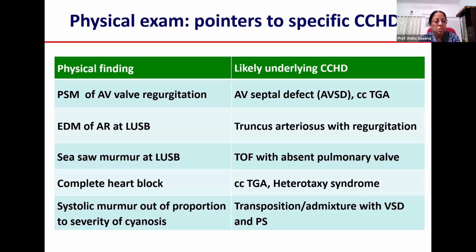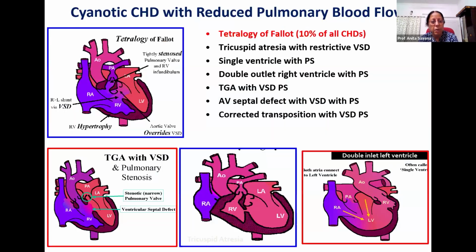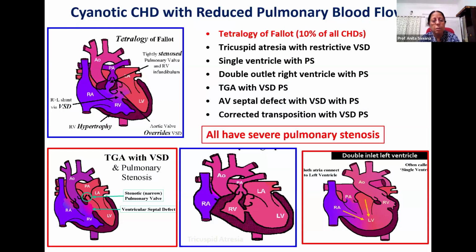But if that relationship is lost, then think about conditions like transposition or admixture lesion with VSD and PS. So tetralogy, just briefly, is the most common congenital heart disease, especially in adults, and you can have a similar situation in many other conditions called TOF physiology, and this is the list which many examiners are quite fond of asking. But the basic thing is that all of them have a large VSD and all of them have severe pulmonary stenosis.